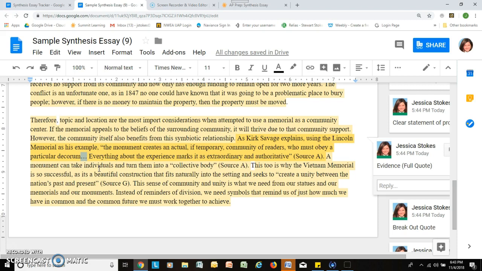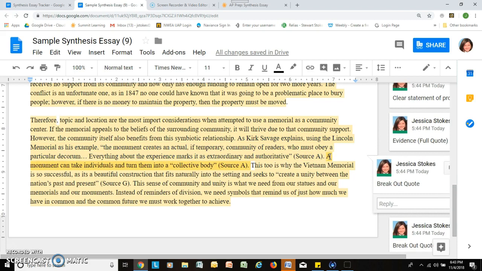And note how this is the only full quote that the student uses. So remember that I mentioned that you should primarily have paraphrasing and then a couple breakout quotes and no more than one full quote. This is the student's one full quote. And then, of course, they have their in-text citation.